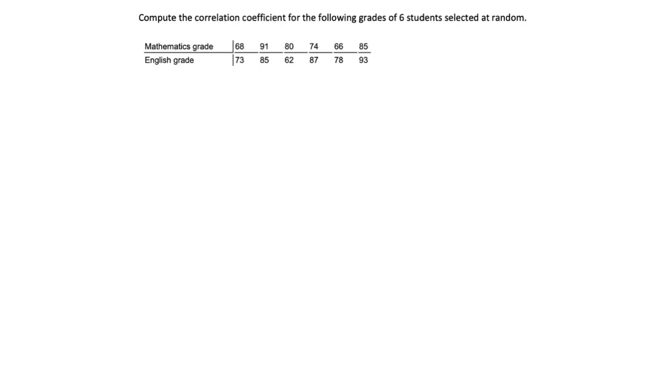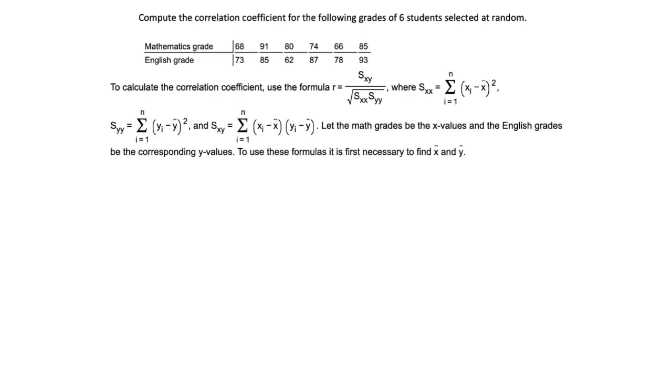Compute the correlation coefficient for the following grades of 6 students selected at random. So remember, this is a big, ugly mess. This is the formula that we use to calculate the correlation coefficient: SXY divided by the square root of the product of SXX and SYY. And these are the formulas for each of those individual pieces.